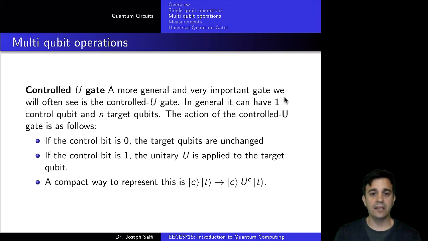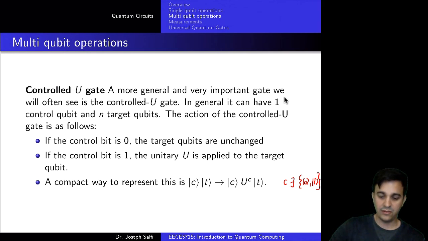A compact way to represent this is as follows. The controlled unitary gate takes the tensor product of C and T and turns it into the tensor product of C and U to the power of C on T. Now this is working for C being an element of the computational basis, of course.